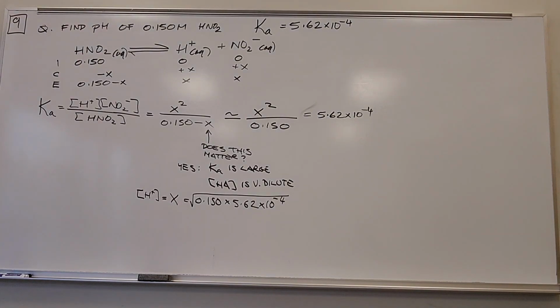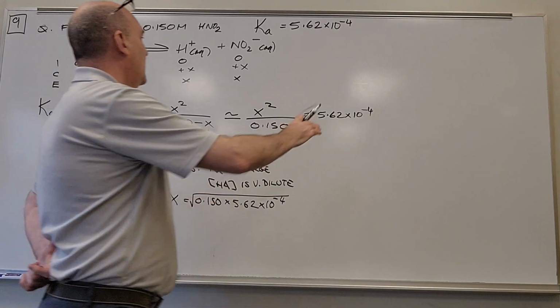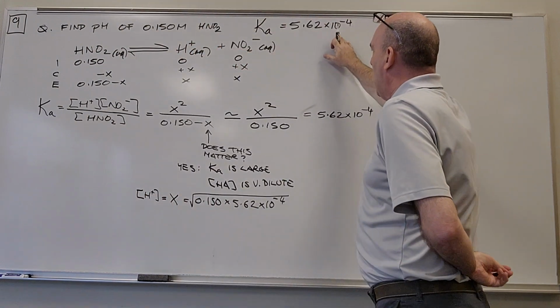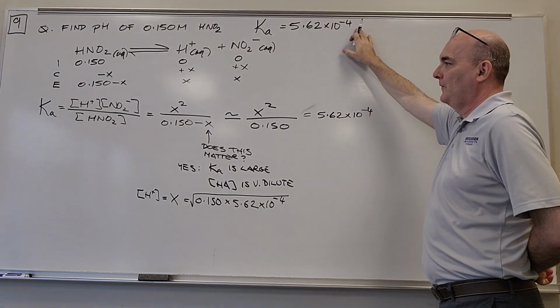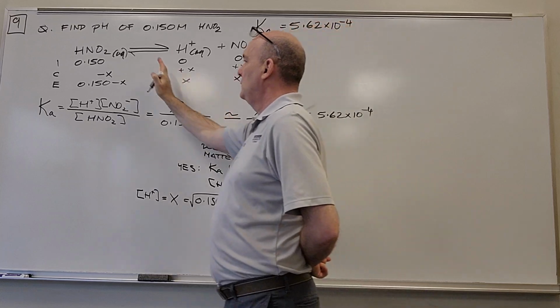Dr. Gordon, why does it matter if your HA is very small? Is it because it makes the fraction larger? Yeah, so we've got to think, if this Ka is 10 to the negative 4, then where's my equilibrium?